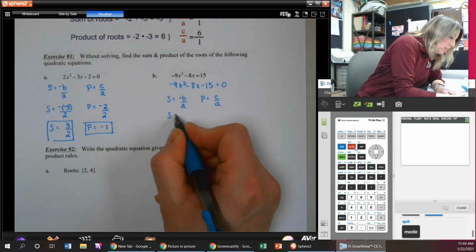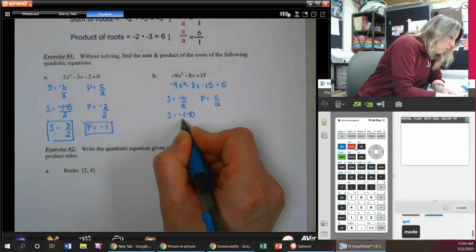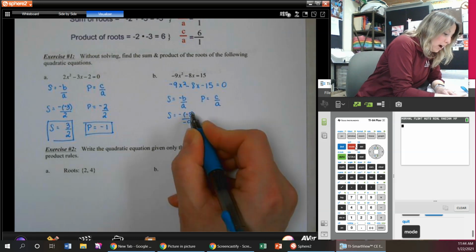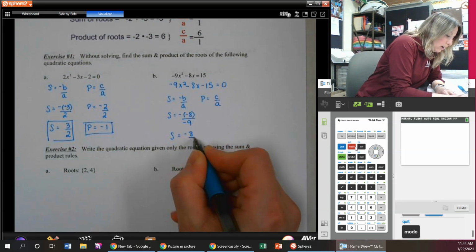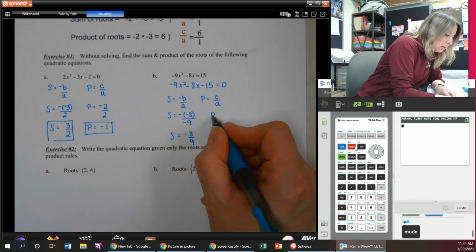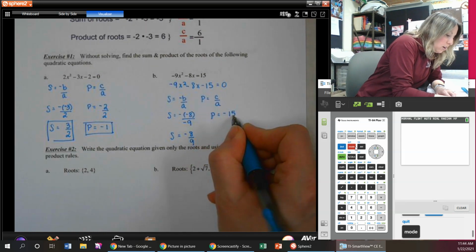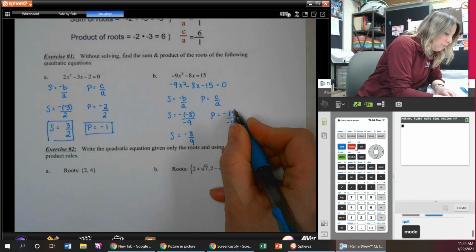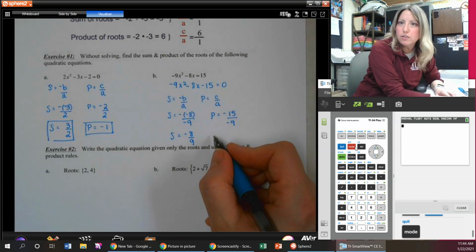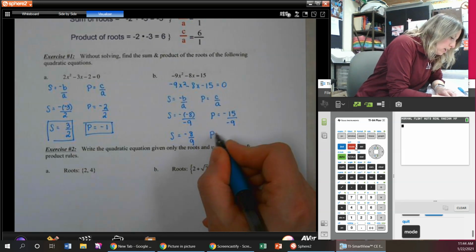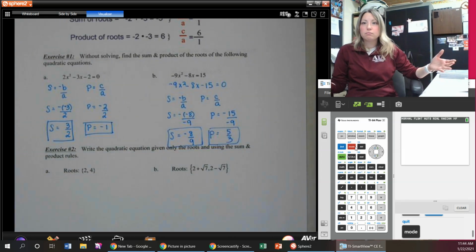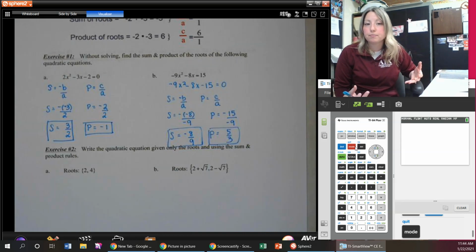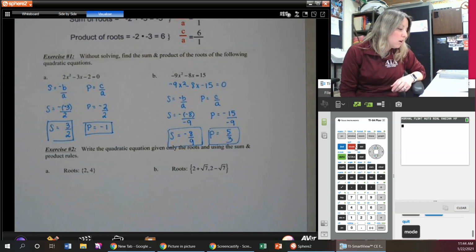So sum is negative of -8 over -9. So positive over negative, so we still get -8/9. Product is -15 over -9, negative over negative, both evenly divisible by 3. So product is 5/3. There you go. That's it. Didn't have to solve to find those.